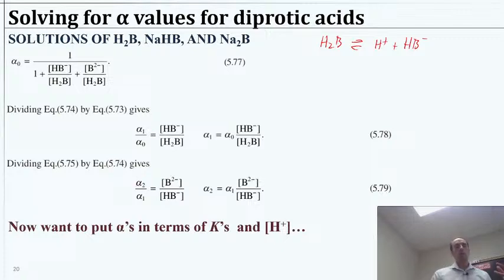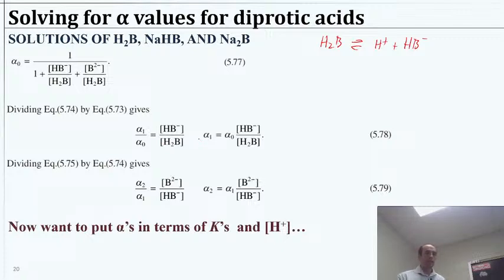If we do that, we notice there's some interesting simplifications here. Each of these alpha fractions is like the fraction that is HB minus divided by the fraction that is H2B, or the fraction that is B2 minus divided by HB minus. All right, so what we can find is those simplify pretty nicely. In this sense, the alpha 1 fraction is the ratio of HB minus to H2B.